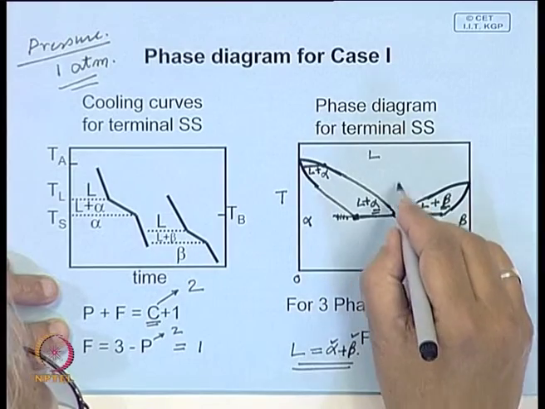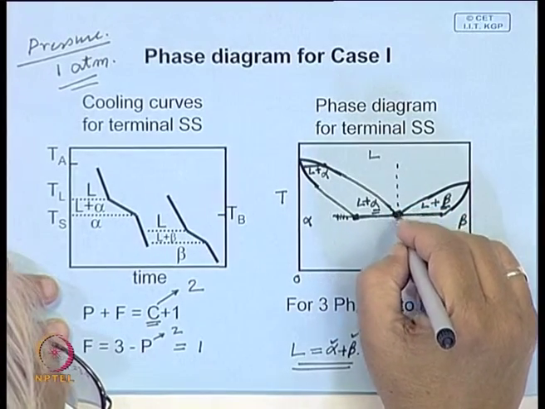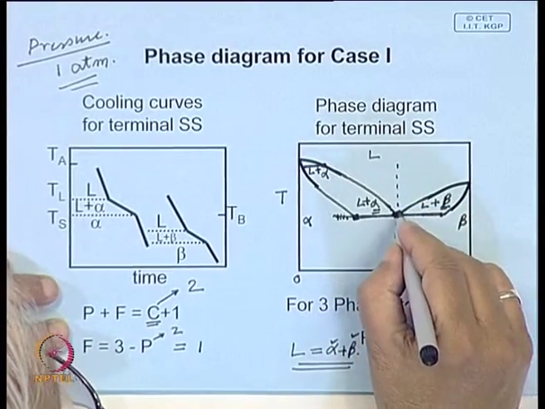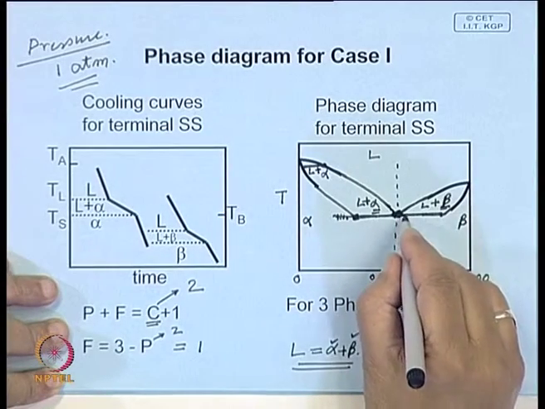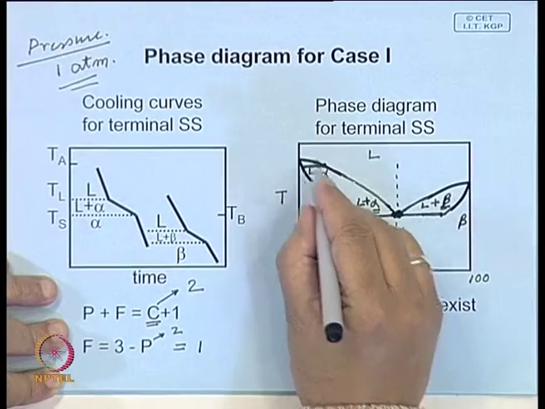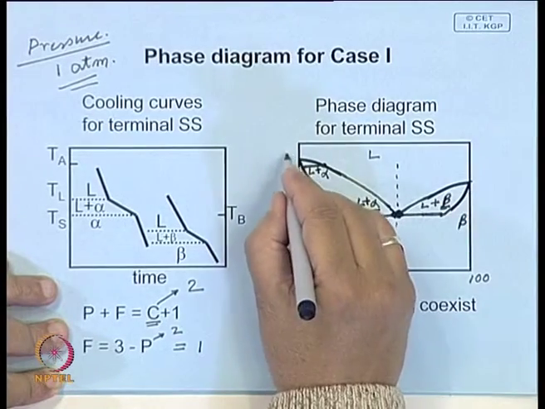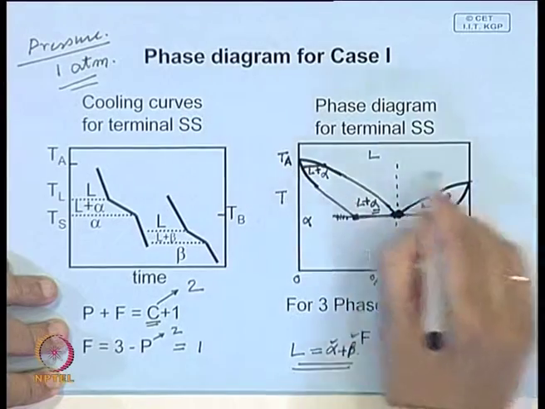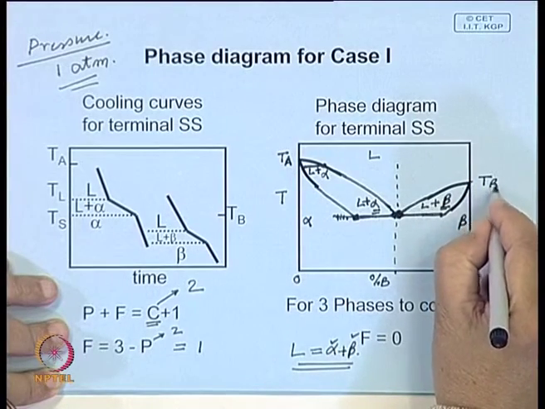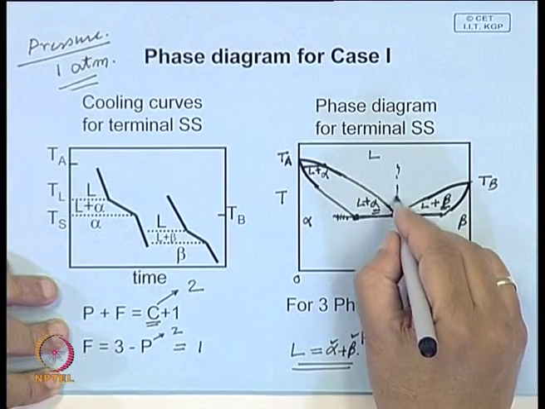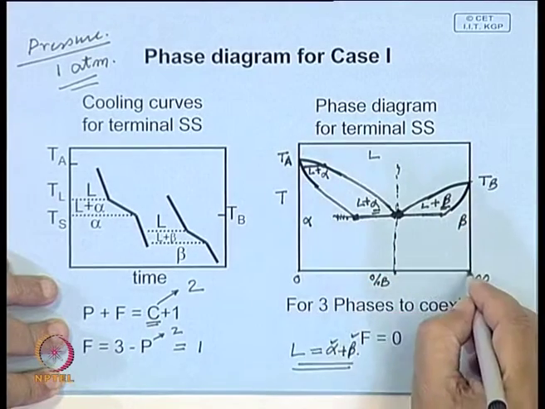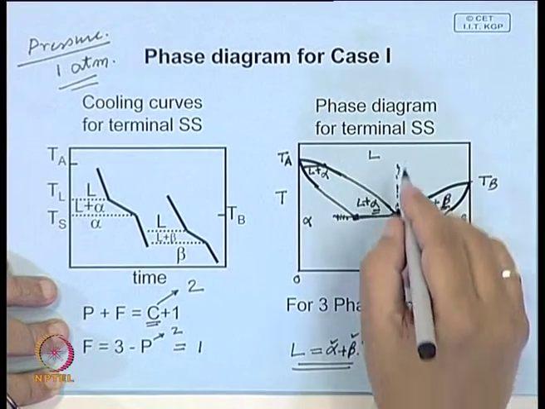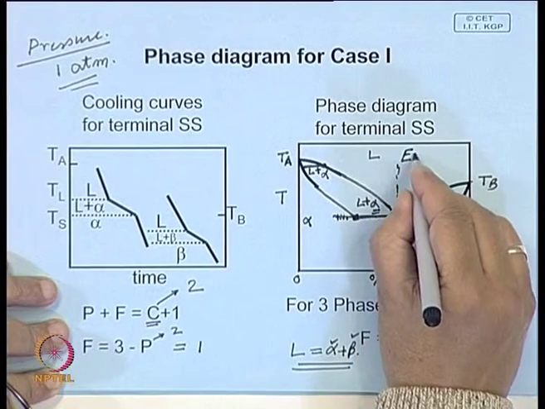So, this is a case. Here is an alloy which solidifies, and whose cooling curve will be exactly the same as that of pure A. So, T A and T B. The cooling curve of this alloy will be exactly similar to that of pure A or pure B. We call this alloy eutectic.